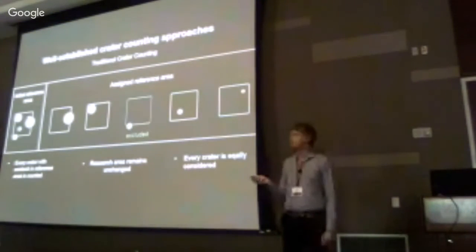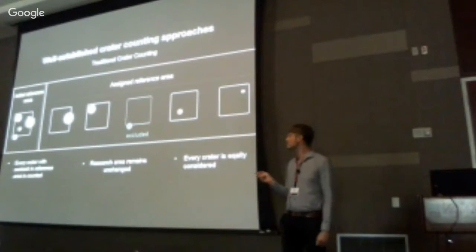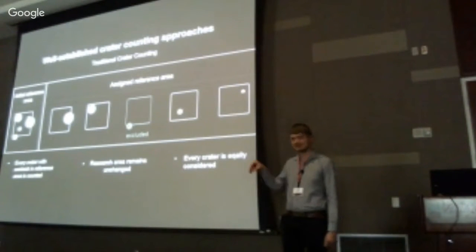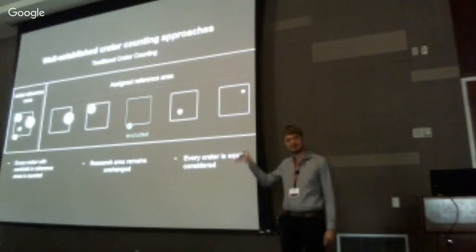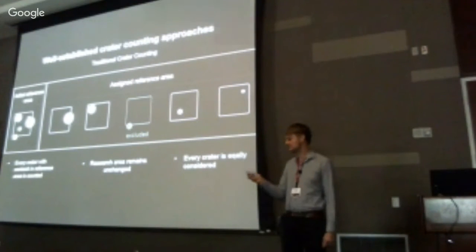All right, let's go on to crater counting approaches. I start with the well-established crater counting technique, the traditional crater count. To the left, you see an example of a reference area, a square here. There are 5 craters of interest, craters A, B, C, D, and E. During traditional crater counting, every crater that has its centroid inside the initial reference area is considered for the dating procedure. So in this case, crater C would be excluded as it has its centroid outside the initial reference area. The reference area remains unchanged during this process, and every crater is equally considered.